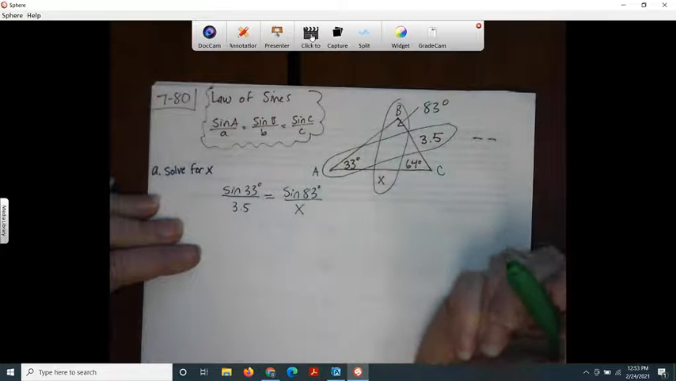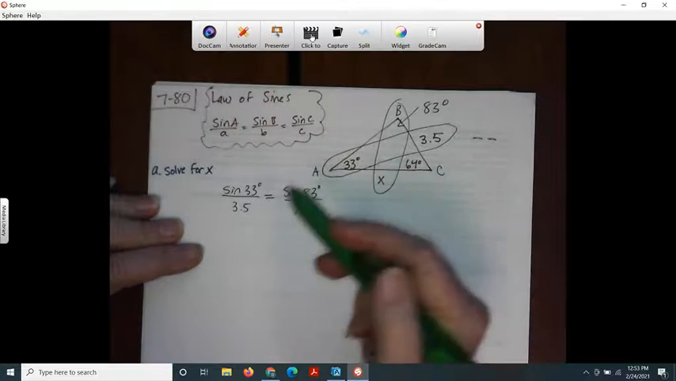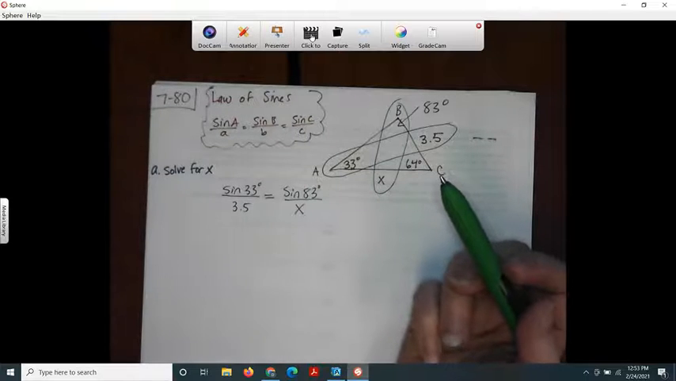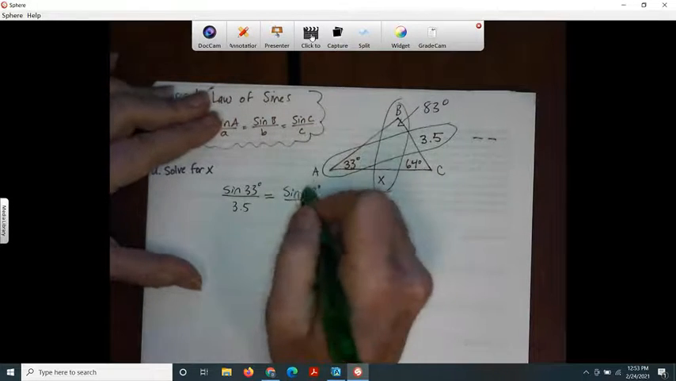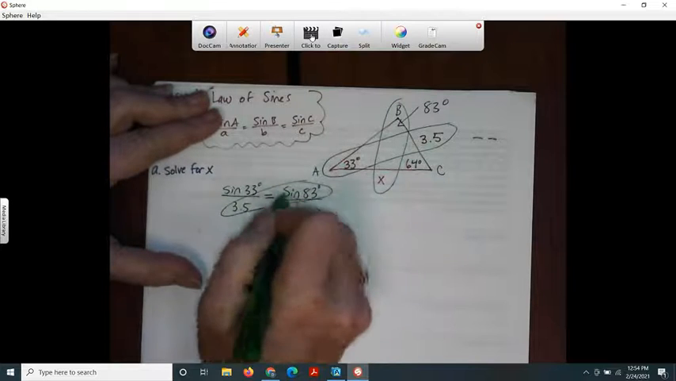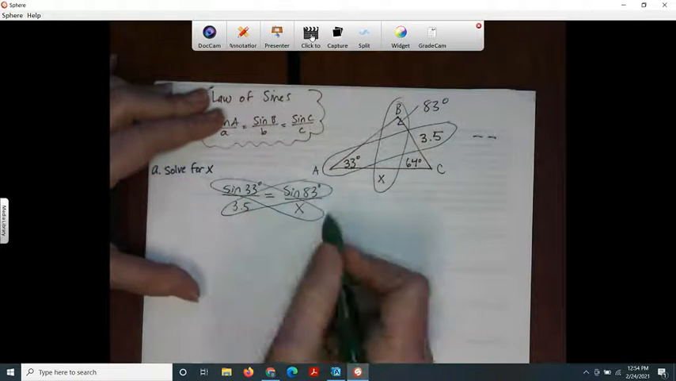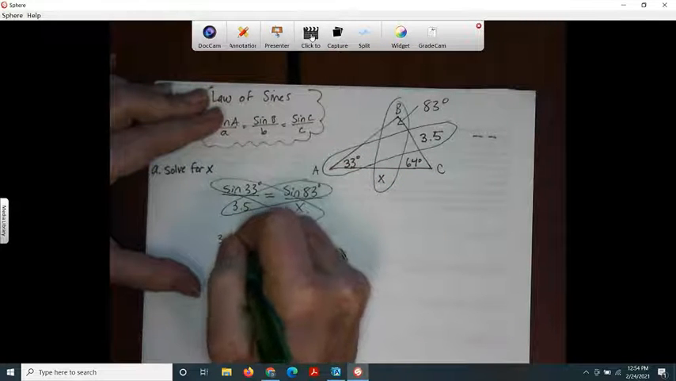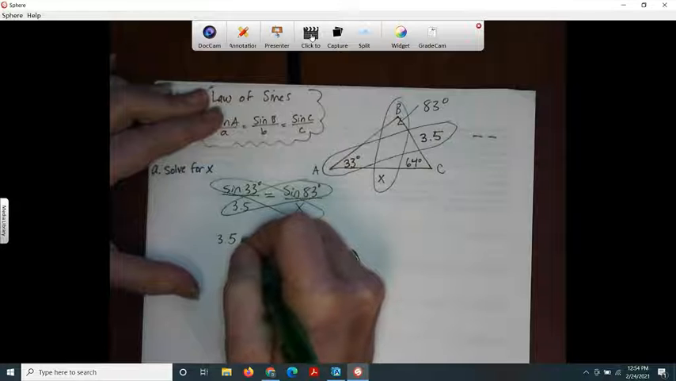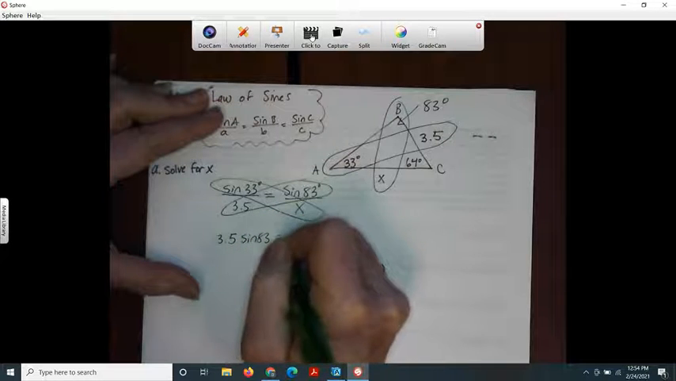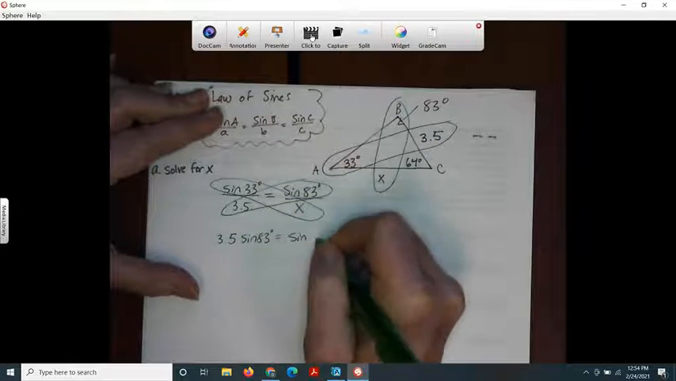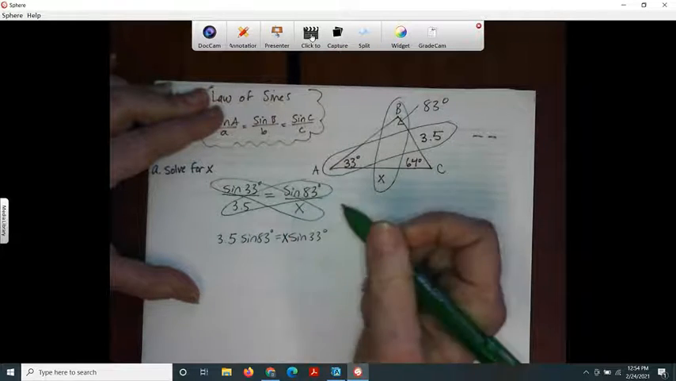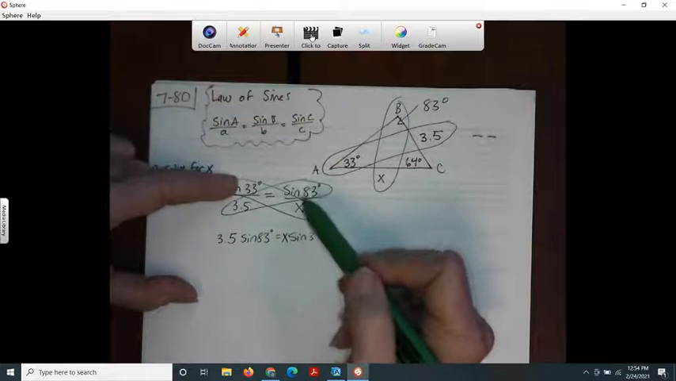All these three numbers right here are just little decimals that my calculator can calculate. So I just need to get the x by itself. I like to use cross products. Cross products is when you have two fractions and they're equal to each other. You can say 3.5 times sine of 83 is equal to sine of 33 times x. I'll put an x in front. It's just saying this times this equals this times this. And then I can solve for x by dividing both sides by sine of 33.